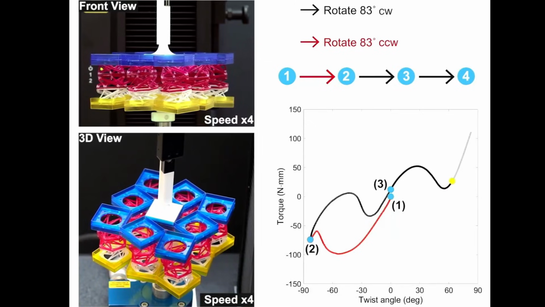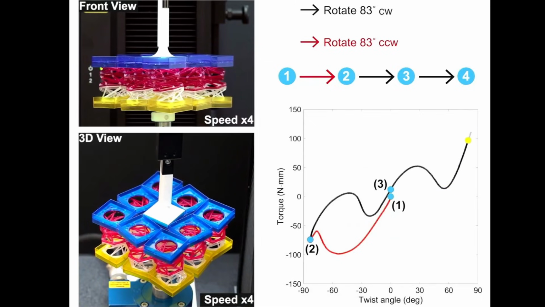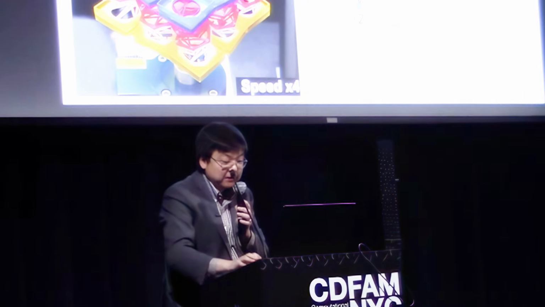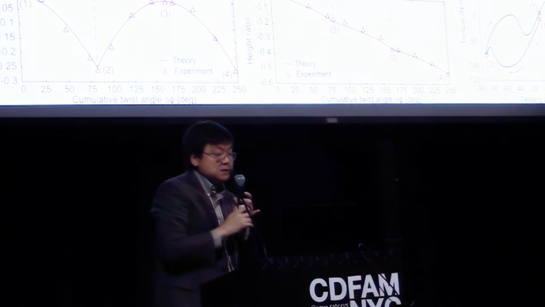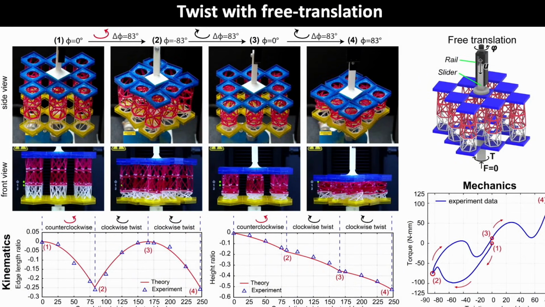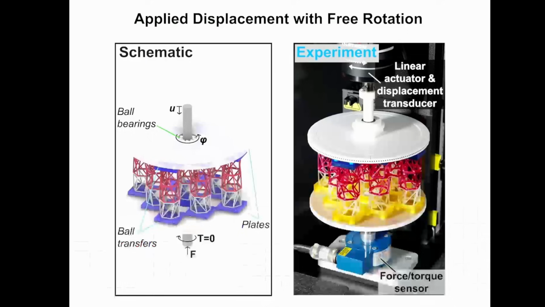And this demonstrates that for the first boundary condition, twist with free translation, we can achieve this type of deformation. And then if you look at some data from the experiment, we compare these kinematic parameters, for example, height change, edge length change, and twisting angle, and then compare those experimental results with our analytical solution. You see the results match quite well. Okay?